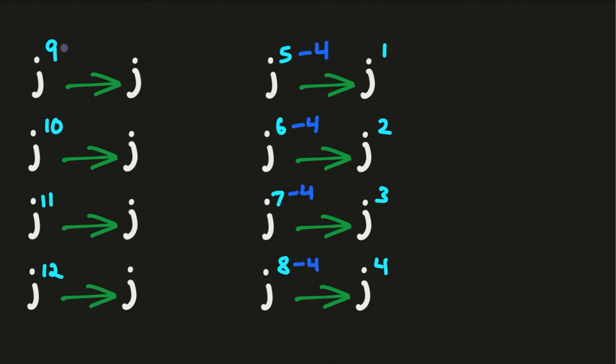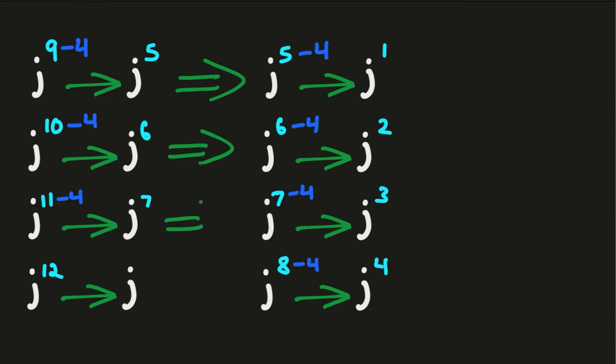Using this information, we know that if we subtract 4 from I to the 9th power, we would be left with I to the 5th power, which we already know is equal to I to the 1st power. Likewise, I to the 10th power, we subtract 4 from that, and we're left with I to the 6th power, which we already know is I squared. I to the 11th power, we subtract 4, we're left with I to the 7th, which we already know is I cubed. And finally, I to the 12th power minus 4 is I to the 8th power, which we already know is I to the 4th.